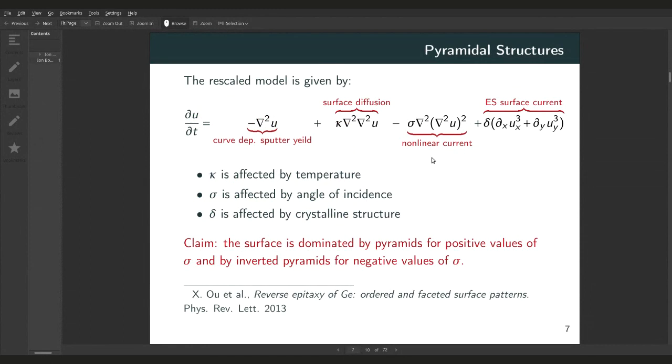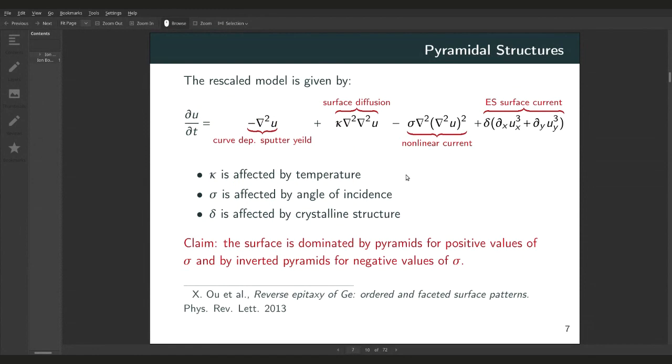So we're going to focus in on sigma, and that's because Xin-Yu noticed in several experimental runs this phenomena where the surface, he said, is dominated by pyramids for positive values of sigma and inverted pyramids for negative values of sigma. So we'd like to measure this and quantify this.